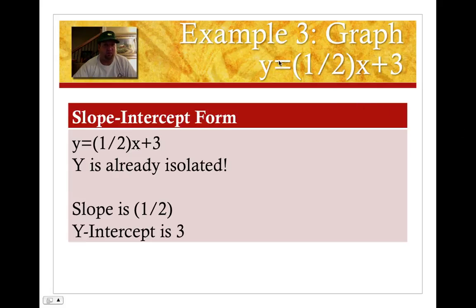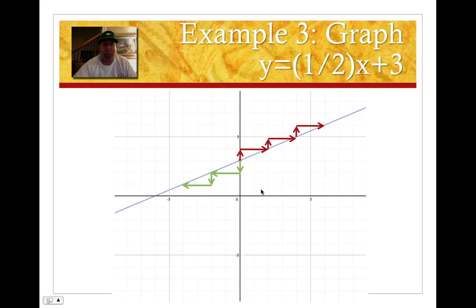This example looks very familiar to you because it's the exact same equation that I used for example 1. This time we're going to graph it using a different method, slope-intercept form. So the first step says get y by itself. Well, in this case, y is already isolated, so there's no work. Basically, we go straight to the graph and start plotting. Just remember that the slope is 1/2 and the y-intercept is 3. And I have this on a graph here for you that I want to show you how to do.